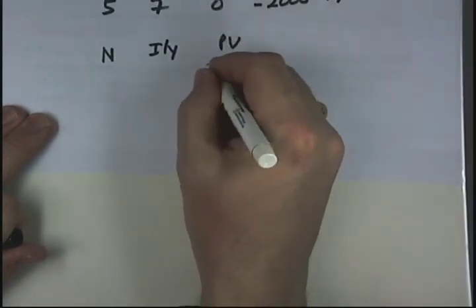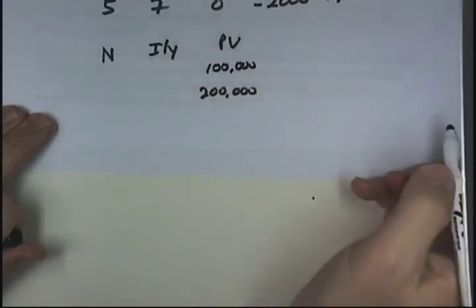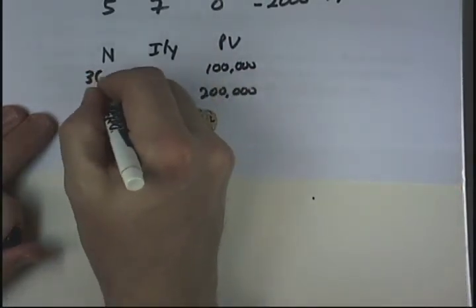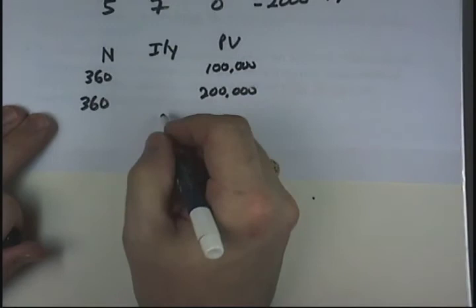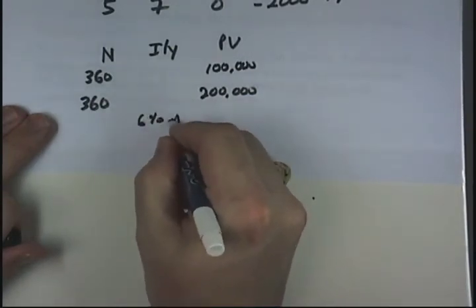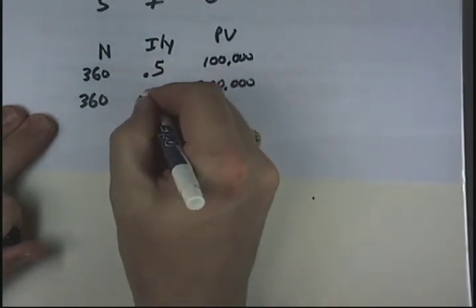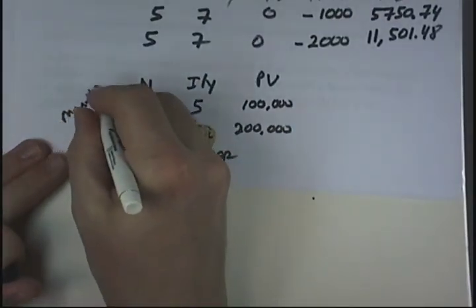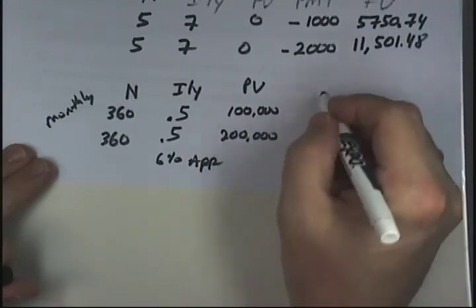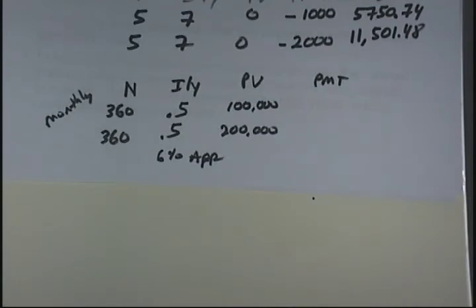If we borrow $100,000 versus $200,000, say we're going to make 360 monthly payments either way. And let's use a 6% APR monthly. So that would be 0.5% per month, everything monthly. So number of months, rate per month. Then our payment amount should be twice as large for the $200,000 loan amount than it is for the $100,000 loan amount.